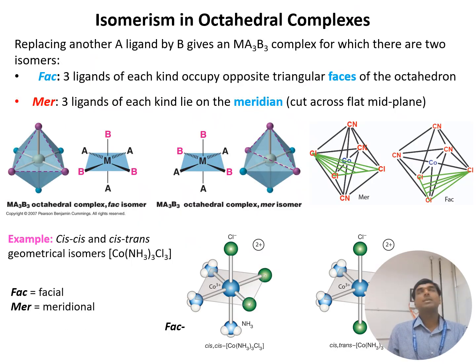But another option is there: octahedral complexes MA3B3. Here you can have facial and meridional isomers. Facial means when three ligands are successive to each other, irrespective of whether they are in the plane or perpendicular. That is called facial. And when they are in the 1 to 4 position, that is called meridional. So that's a different concept.